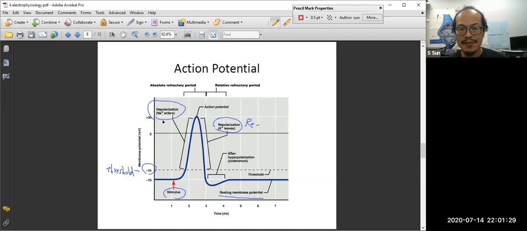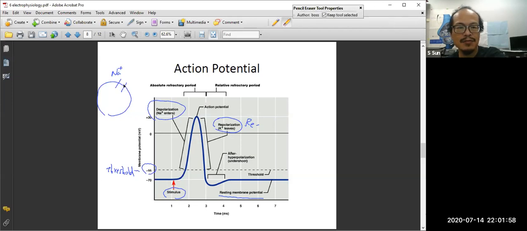During the depolarization phase, of course, the cause of the depolarization is that a sodium channel opens. Say there was no sodium channel, but now we have a sodium channel. The sodium channel opens.